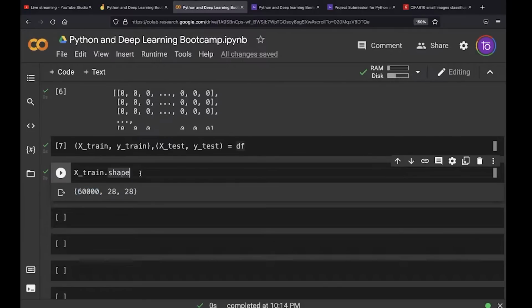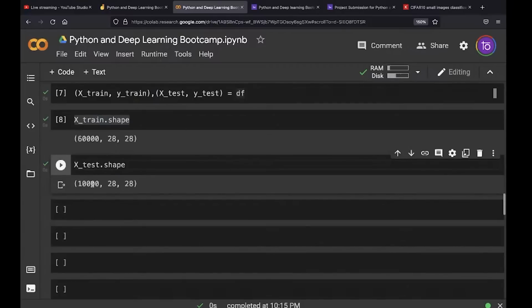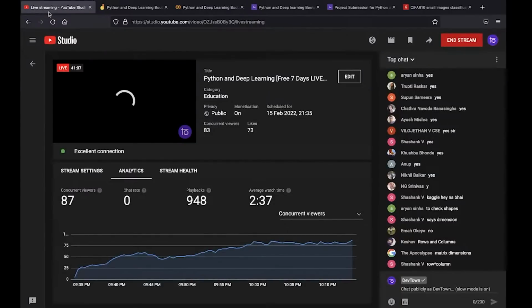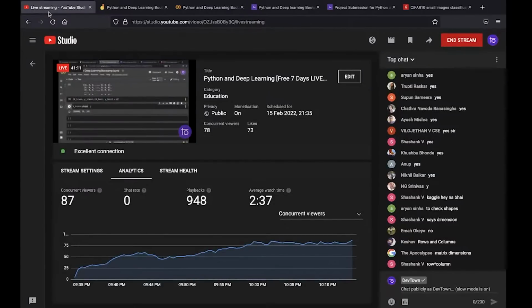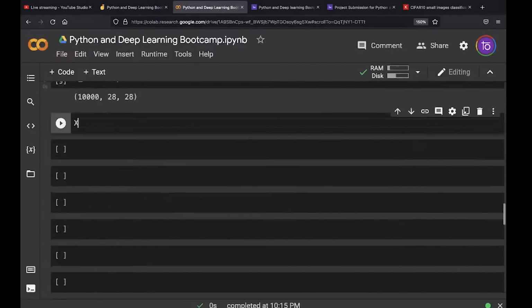Let's check the testing dataset. How much data has been given for testing? So 10,000 data points have been given for testing purposes. In total, we have 70,000 data points, right? So let's check a single image. x_train 0.